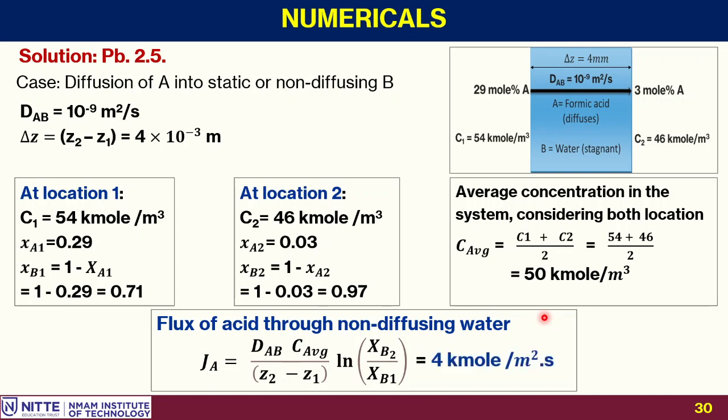So it comes out to be 4 kilomole per meter square second. So this is the flux, or you can say rate per unit surface area, unit cross sectional area. Since the cross sectional area is not known to you, you can keep it as it is. You can mention rate per unit cross sectional area for the flux.